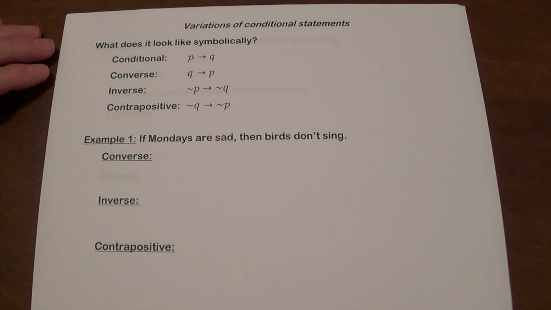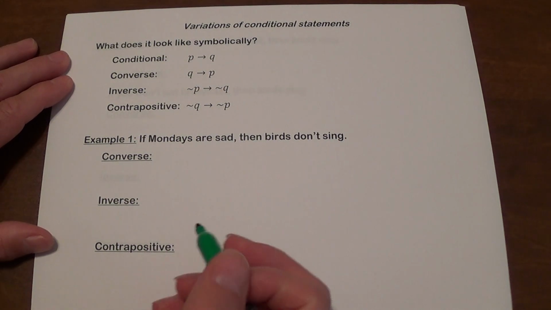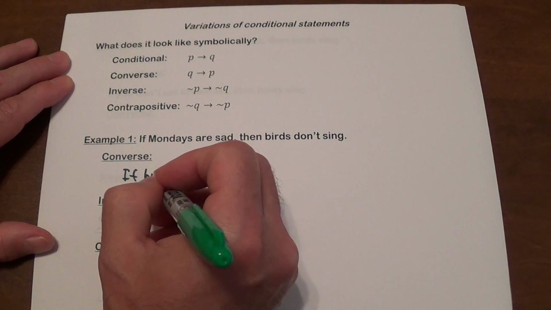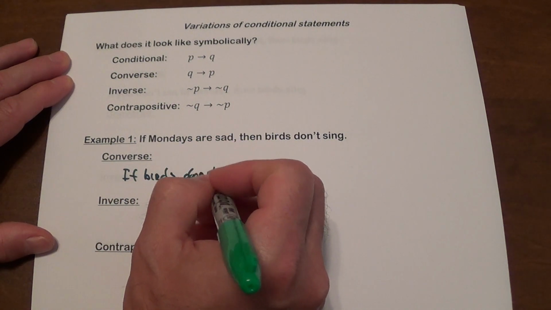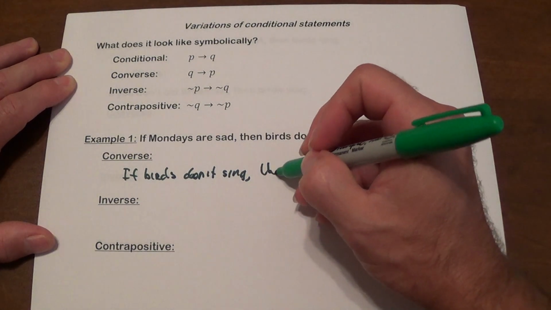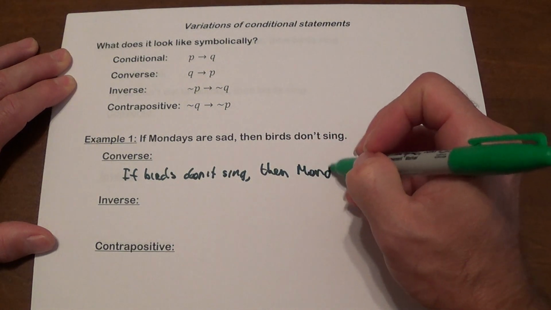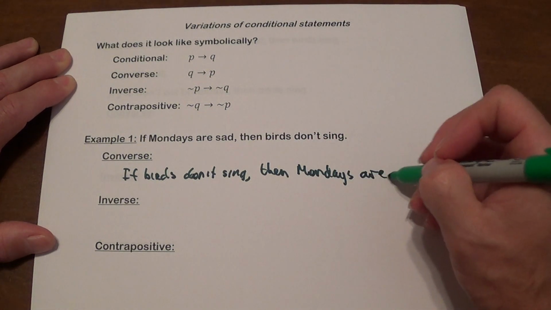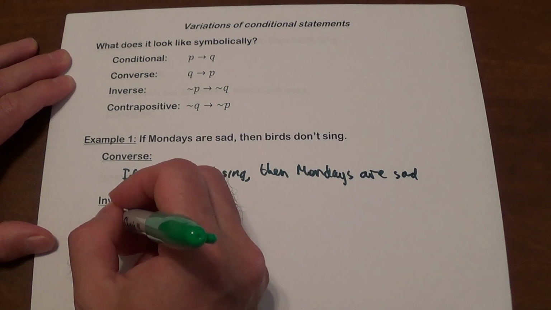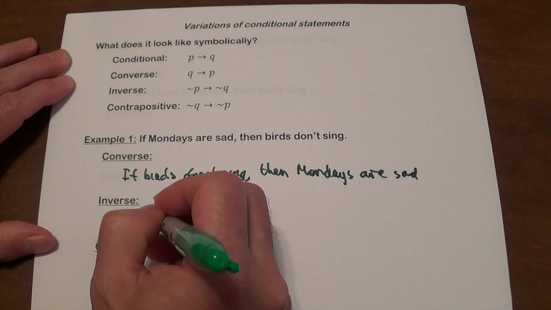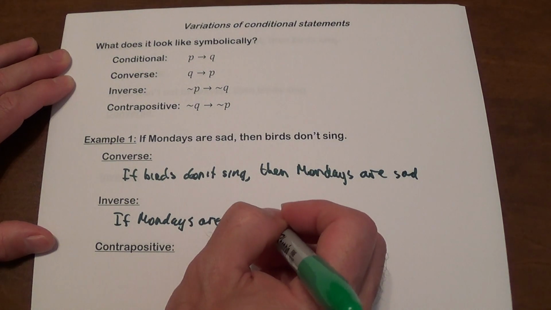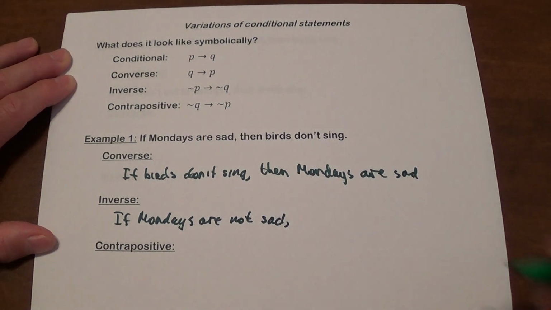Let's take a look at example 1 and try to write this. If Mondays are sad, then birds don't sing. So to write the converse, you write if birds don't sing, then Mondays are sad, right? Inverse will be obtained by negating both. So if Mondays are not sad, then birds sing.